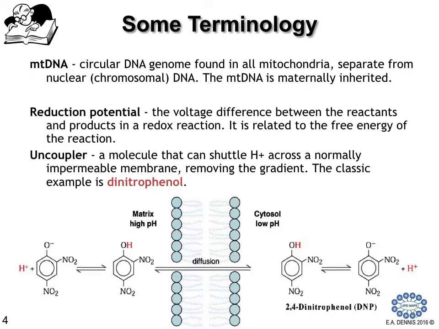And it underlies understanding the electron transfer process. The third term is that of an uncoupler. It's a molecule that can shuttle protons across a normally impermeable membrane, such as the inner mitochondrial membrane, and remove the gradient that is set up in it. The classic molecule is dinitrophenol, which you can see has an equilibrium between its protonated and unprotonated form. And it is the protonated form that can diffuse across the inner mitochondrial membrane. So if one adds dinitrophenol to the mitochondria, it will diffuse across the membrane and destroy the gradient. It uncouples the gradient.